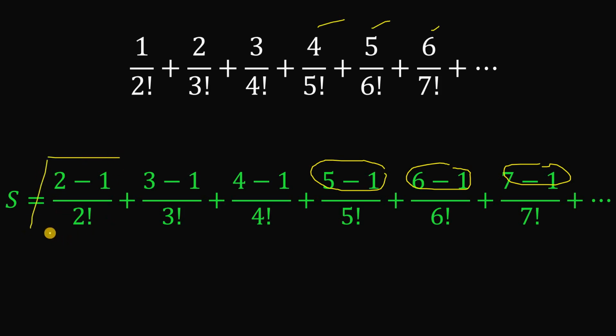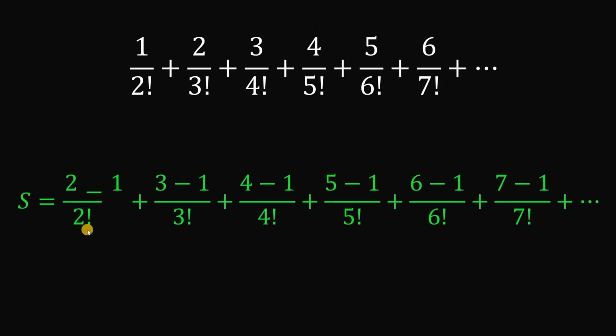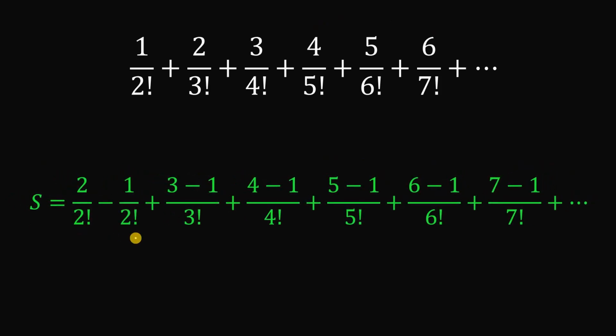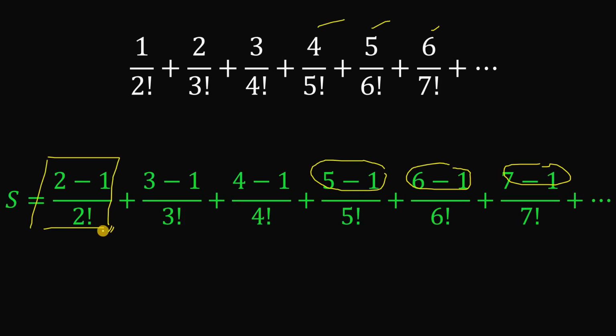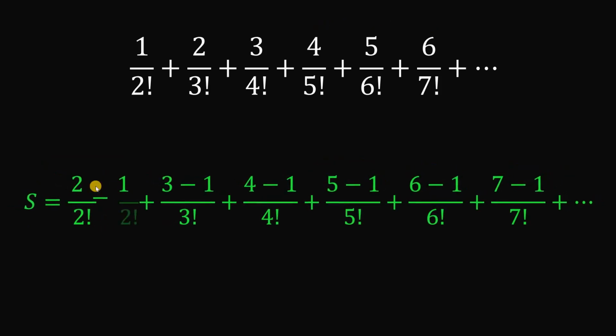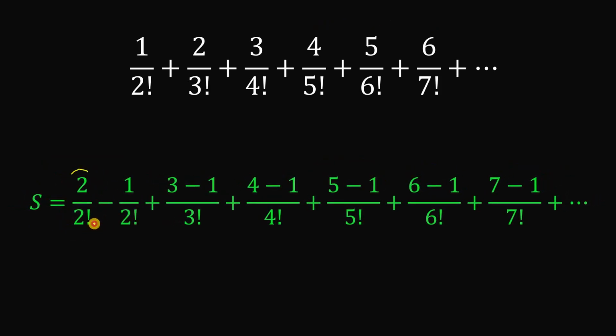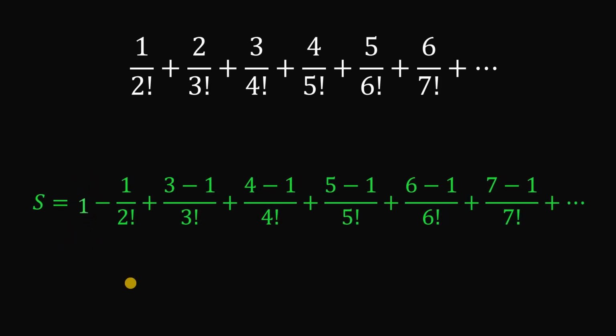Now, let's use the property of similar fractions. If we have 2 minus 1 over 2 factorial, we can rewrite this as 2 over 2 factorial minus 1 over 2 factorial. If we combine this, we go back to 2 minus 1 over 2 factorial. Now, what is the simplest form of 2 over 2 factorial? We know 2 factorial is 2 times 1, so we can eliminate the 2 and 2. So this is just 1 over 1, or simply equal to 1.